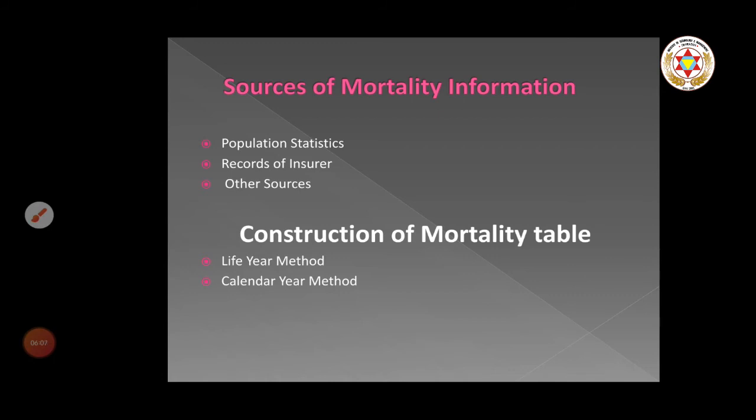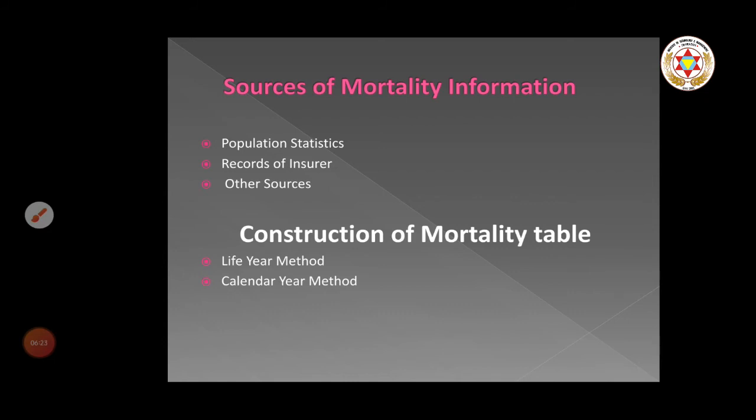And second is the calendar year method. Under this method, the death rate is calculated for every age. A year is selected, and during the period each death is recorded. By dividing the number of deaths by the number of living at each stage, the death rate of the age is calculated.